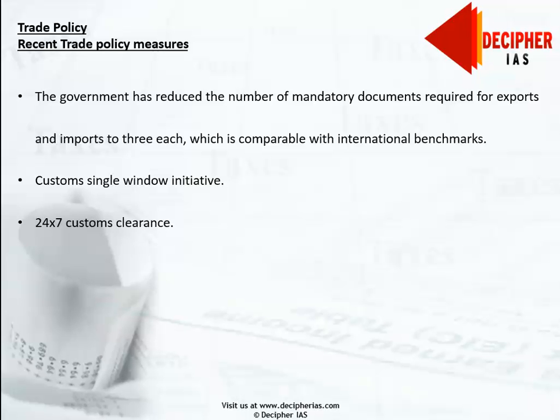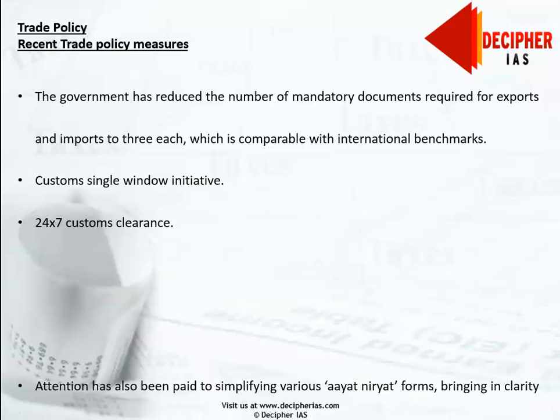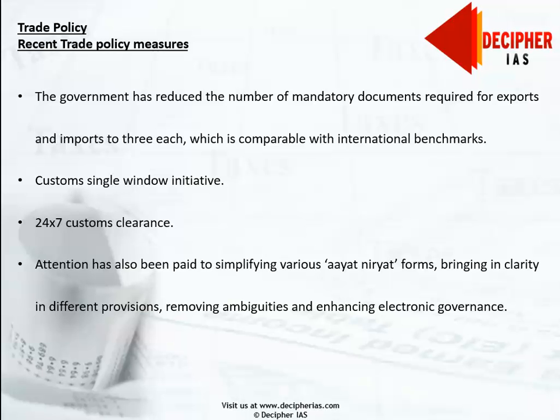Third, they started 24/7 customs clearance. This scheme will take effect from 31st December 2015, and on specified imports it has already been started. Attention has also been paid to simplifying various Ayat Niryat forms, bringing clarity in the different provisions, removing ambiguities and enhancing electronic governance. The Directorate General of Foreign Trade, DGFT, has launched a new look website, made more user friendly and easy to navigate.